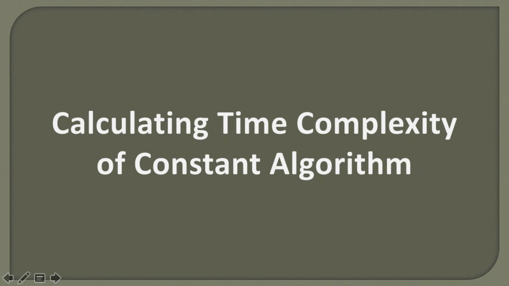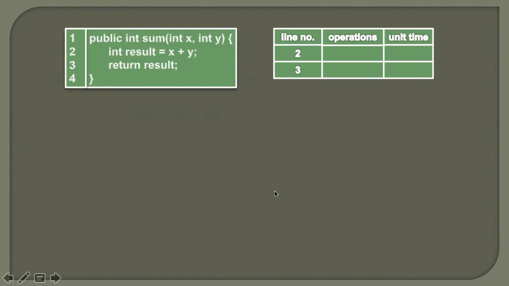Hello everyone. So in our previous video, we discussed the rules related to big O notation. So now let's apply those rules and calculate the time complexity of a constant algorithm. Let's say we are given this piece of code where we are getting two integers, doing the sum of it and returning the result.